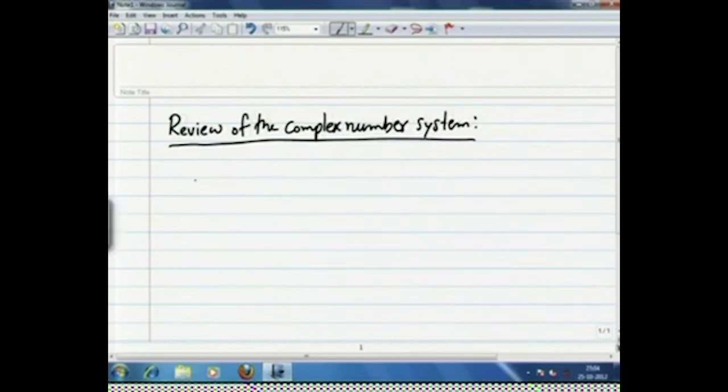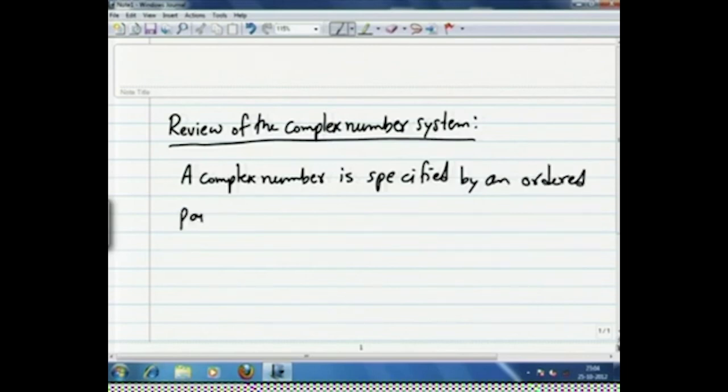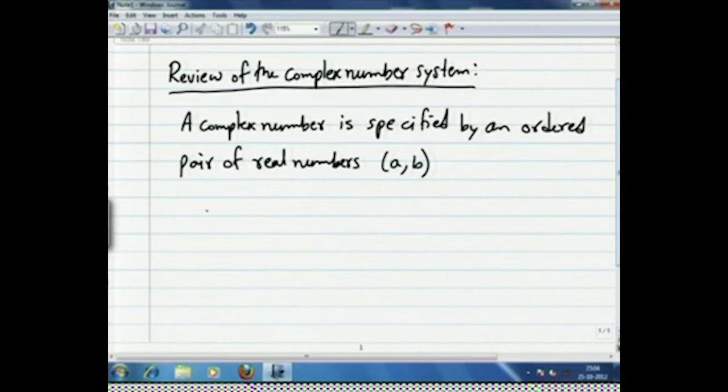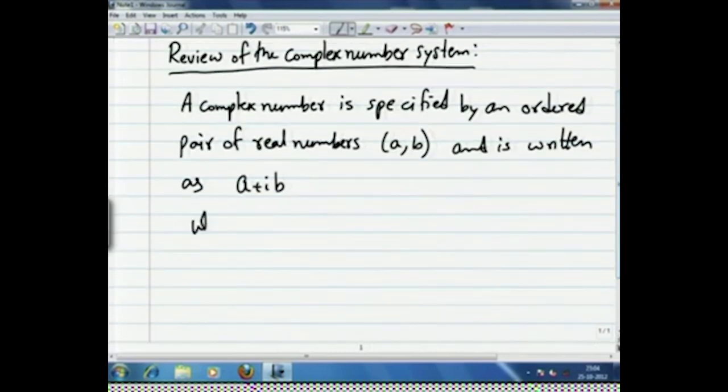Okay. So, let me first start with a complex number. A complex number is specified by an ordered pair of real numbers a comma b. So, an ordered pair a comma b gives rise to a complex number a plus I b, and is written as a plus I b, where this I here stands for the square root of minus 1.